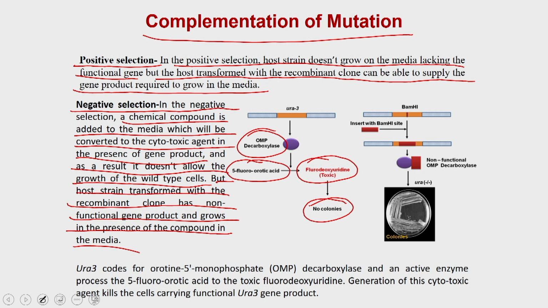But if you do a cloning within that gene, it is going to produce a non-functional OMP decarboxylase, and that is how it is not going to catalyze this reaction, and it is going to give you the colonies.